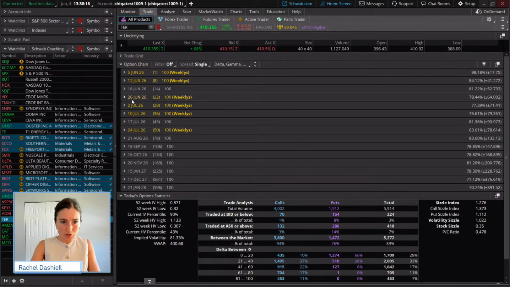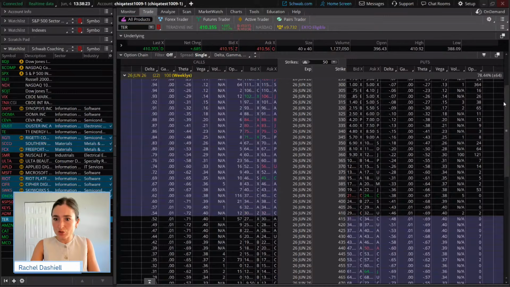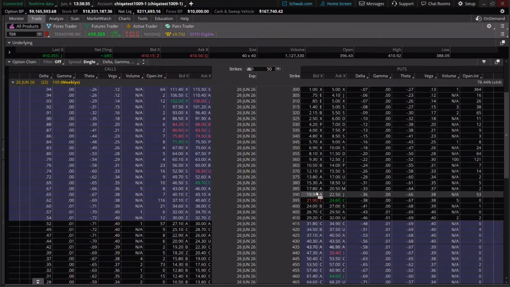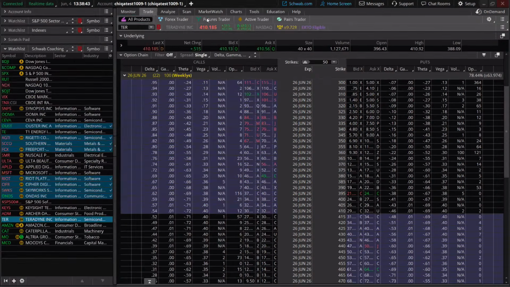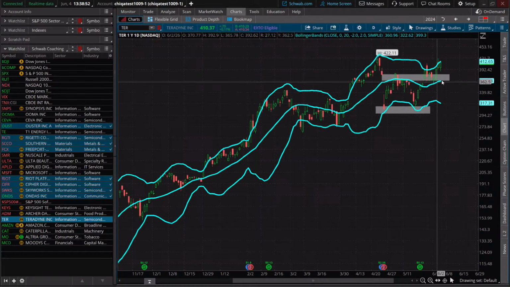Let's just take a look at what the premiums are giving us. We're going to look at a shorter term time frame here for this one, the 26th of June. And I'm going to collapse that left sidebar. And what do we see? Okay, we don't have a ton of open interest or volume in these. The spreads are a little bit wide. So let's go through and place the same trade that we did the last time, but let's do a more conservative one where we actually use the midpoint or the midline of the Bollinger Bands as our exit.